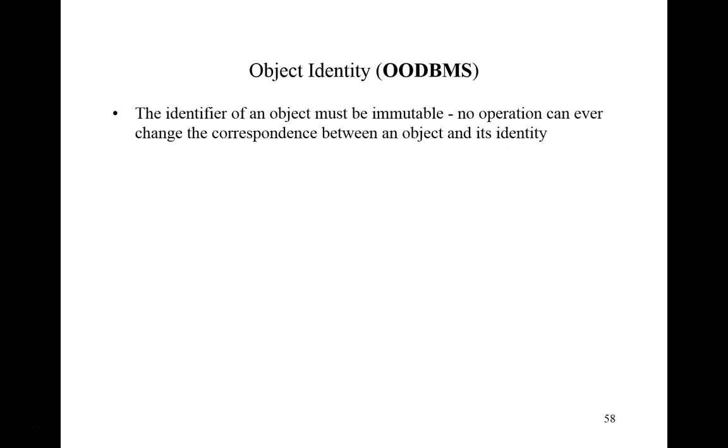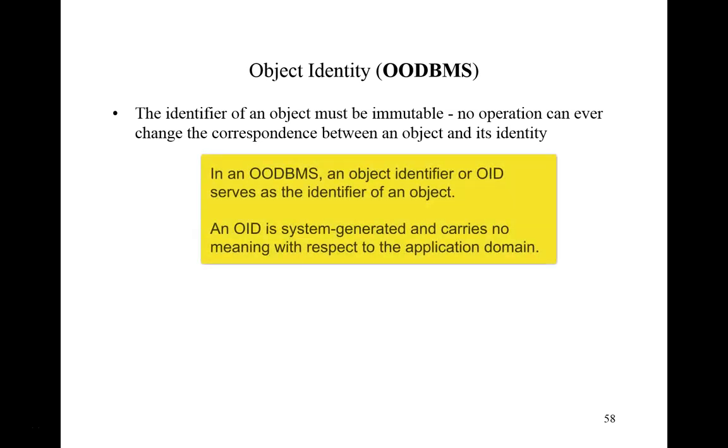In an object-oriented database management system, the system employs something called an object identifier, or an OID. An OID has no meaning within the application domain. It's a mechanism employed by the database management system to ensure uniqueness of object instances.